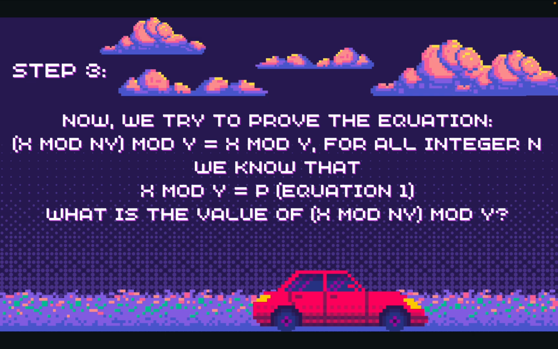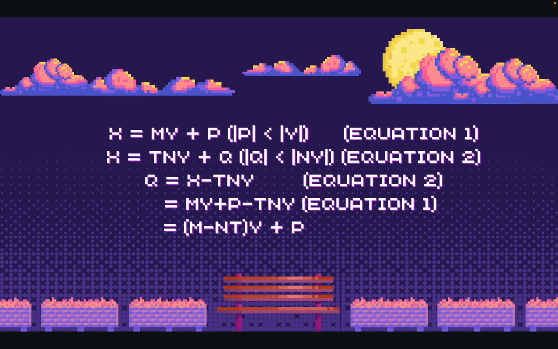So we have equation 1 and equation 2, and we have to prove this part: (x mod ny) mod y is equal to x mod y for all integer n. We know that, right? And our equation 1 is this. And what is the value of (x mod ny) mod y? This is what we have to find. So let's go further. We used our equation 1 and equation 2, and tried to mix them a little bit.